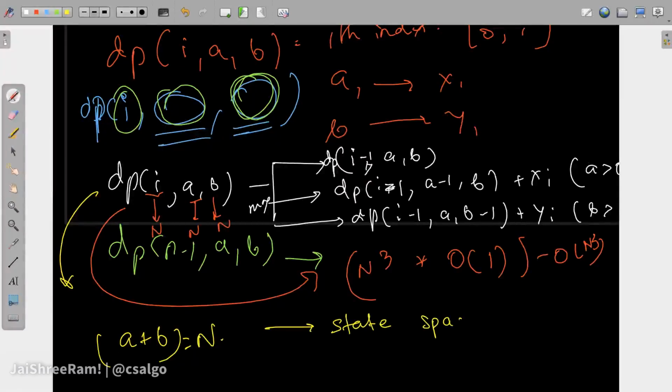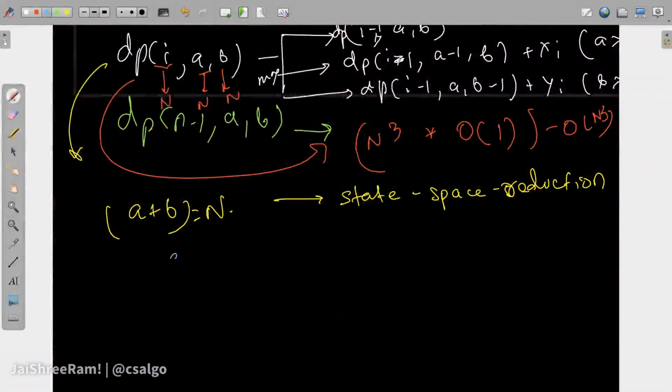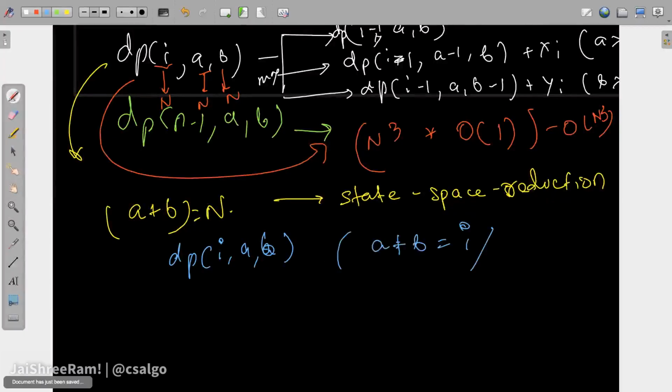Okay, let me explain what this is, just a fancy term. So this basically means that we are convinced that dp of i comma a comma b will work for sure, right? Now we know that a plus b is equal to i at all possible steps, because we have to take all elements, right? So whichever elements we have to take, that is going to follow this particular constraint, right? So we know that, let's say, b is equal to i minus a, right?